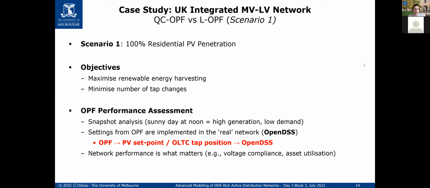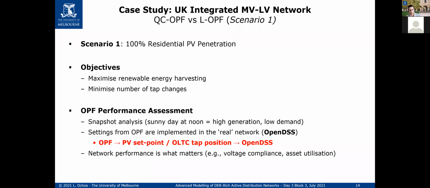Now, moving back to this scenario here, where we're going to test the quadratic constraint OPF and the linearized OPF. So 100% residential PV penetration. The objectives are going to be to maximize renewable energy harvesting and also to minimize the number of tap changes, right? So we're going to extract as much as possible by putting settings on the different PV inverters. 100% residential PV penetration is not likely to happen, but the idea is to test how well these formulations are going to work. So how are we going to check the performance of these OPF formulations?